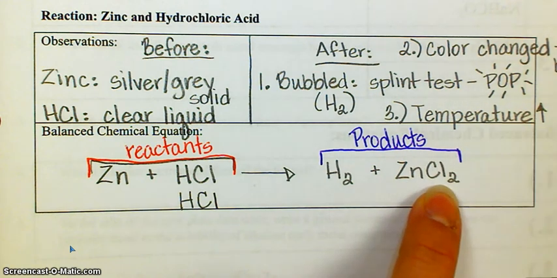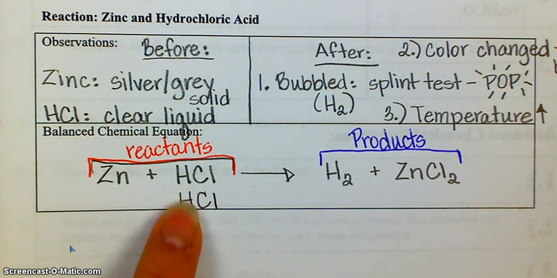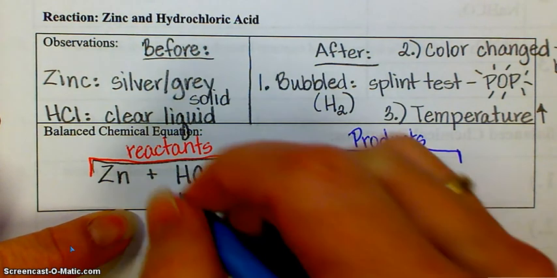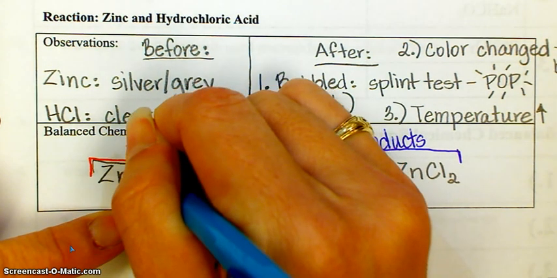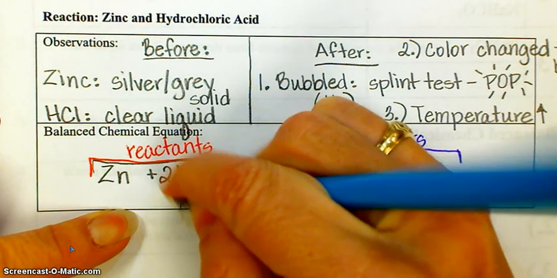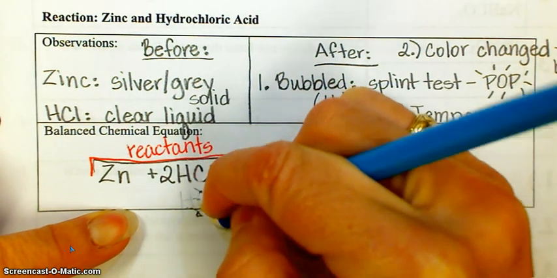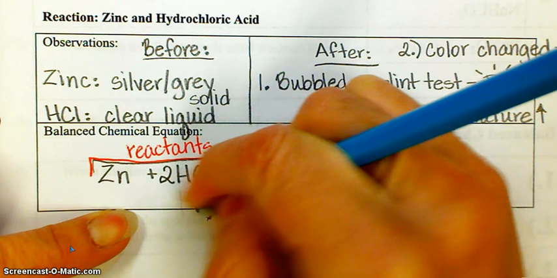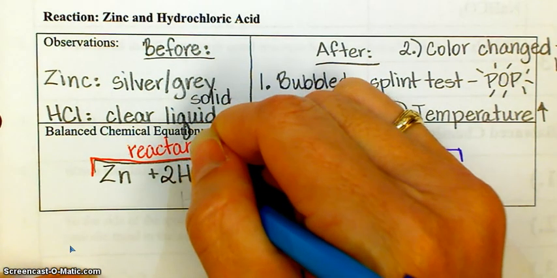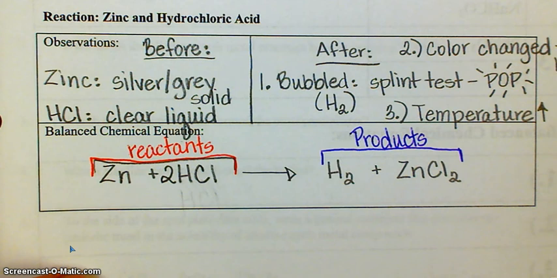Now, when you see a chemical equation, you don't list the chemical formulas over and over again if you have multiple ones. So instead of us writing it down twice, we're going to erase that second one, and we're going to put a coefficient of 2 instead. And the 2 indicates that we have 2 molecules of hydrochloric acid. Okay? So there is your balanced chemical equation for the reaction of zinc and hydrochloric acid.